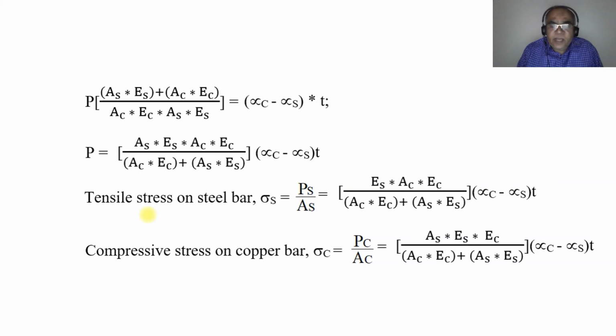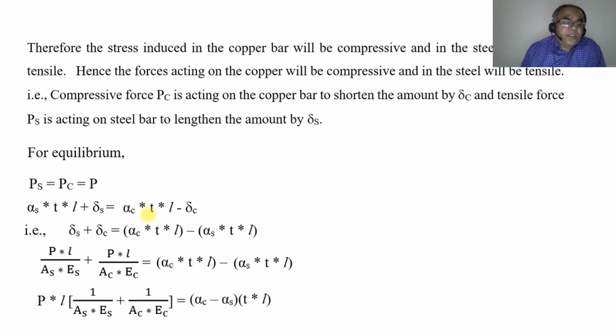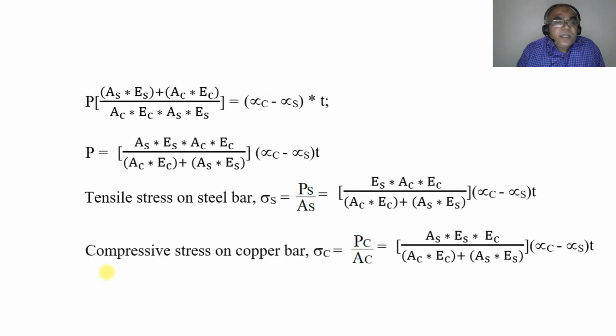Next, we take the LCM and simplify. When you do that, P into AC EC into AS ES in the denominator, and AS into ES plus AC into EC in the numerator, will be equal to alpha C minus alpha S into T. Since I want the load, you get P equal to AC into EC into AS into ES divided by AS into ES plus AC into EC, into alpha C minus alpha S into T.